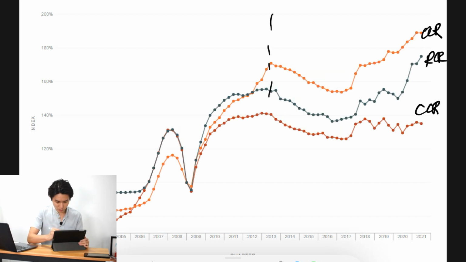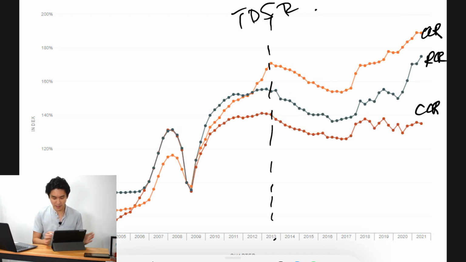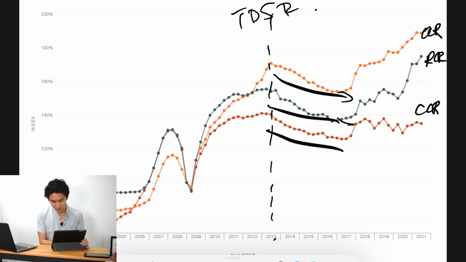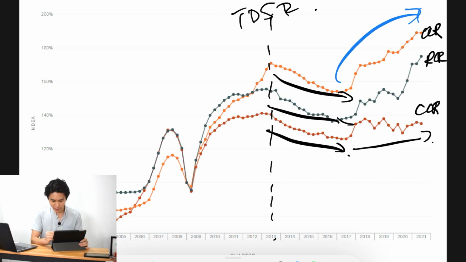If I draw a line to show when the TDSR happened in 2013, you'll see that all three segments had a downtrend in price. However, you'll find that since then, CCR has had a rebound. However, it's clearly seen that OCR and RCR has had the highest rebound in price relative to the prices that they had back in 2013 or even back in around the late 2000s when their price index was more or less similar.